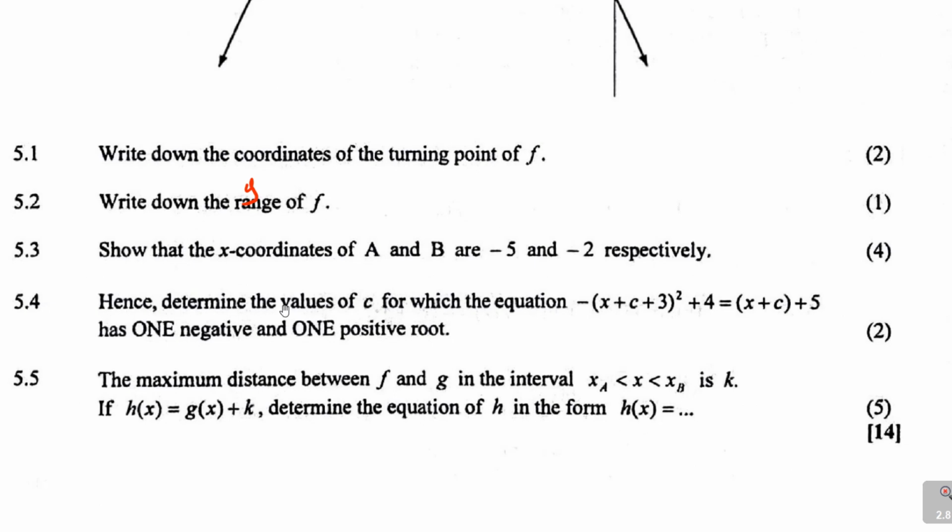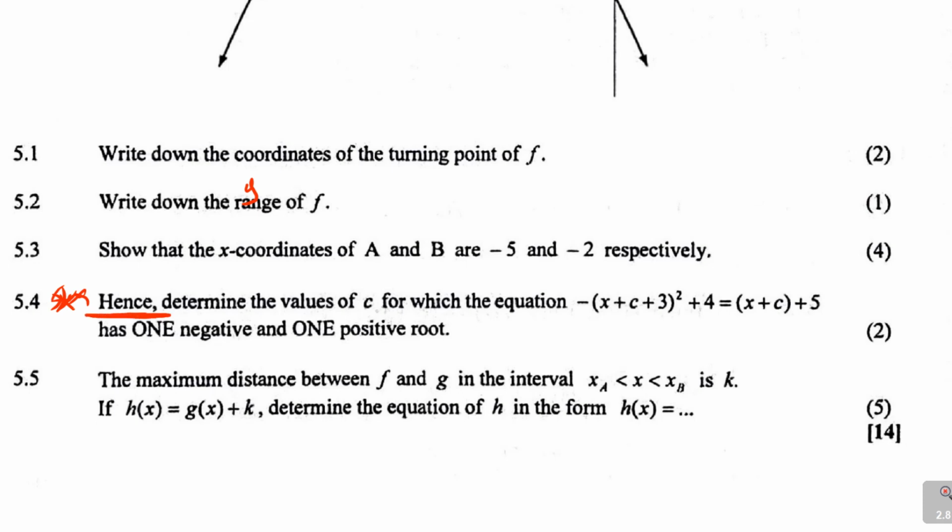Hence, determine the values of C for which the equation, this one and this one, has one negative and one positive root. Alright, let's pause there. Let me put a star there. Okay, what are they saying here?